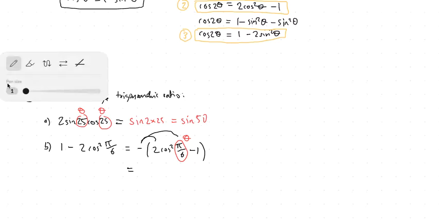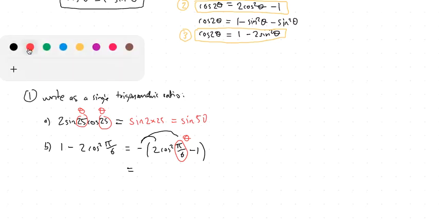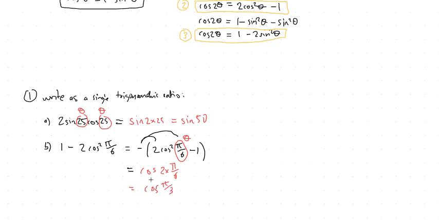So simplifying it a bit, which can be very useful, cos 2 times pi over 6, which is cos of pi over 3. So that answers the question.